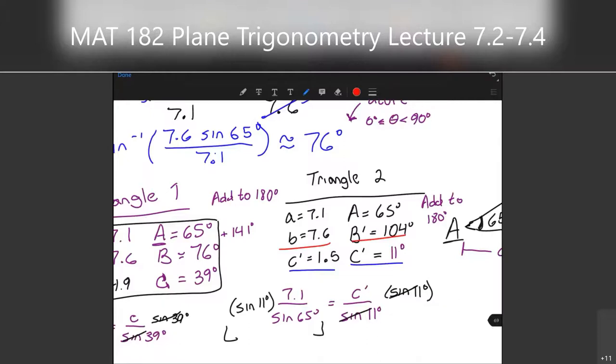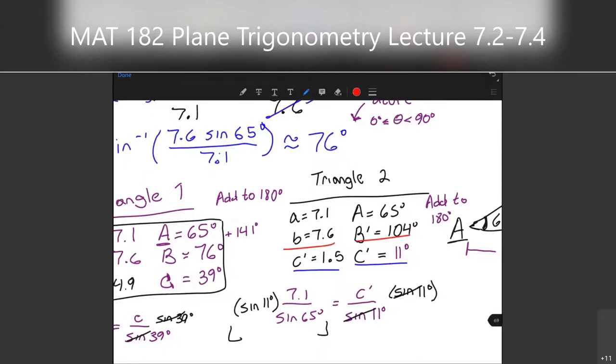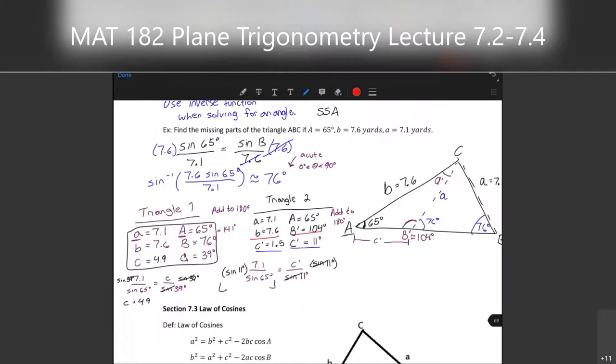Okay. Is there any questions over this ambiguous case of sines? That'll be that second example that we just worked through. Any questions that you guys like to talk about here?